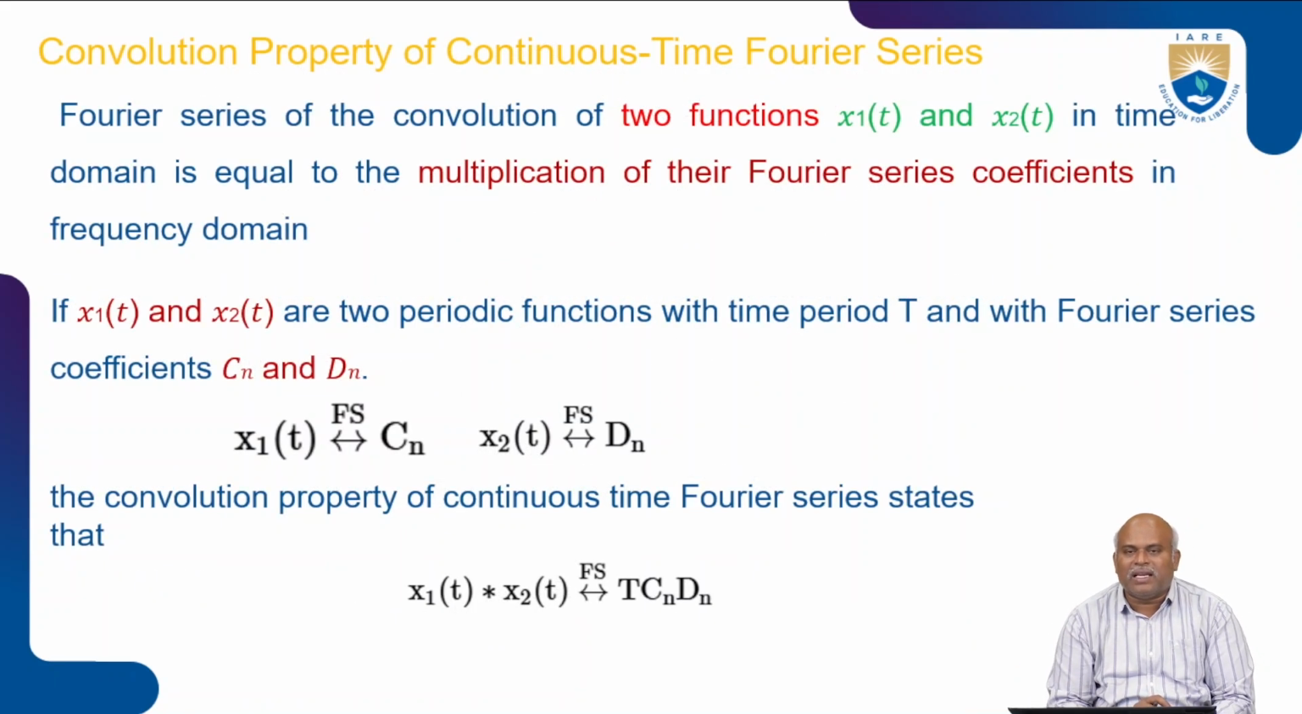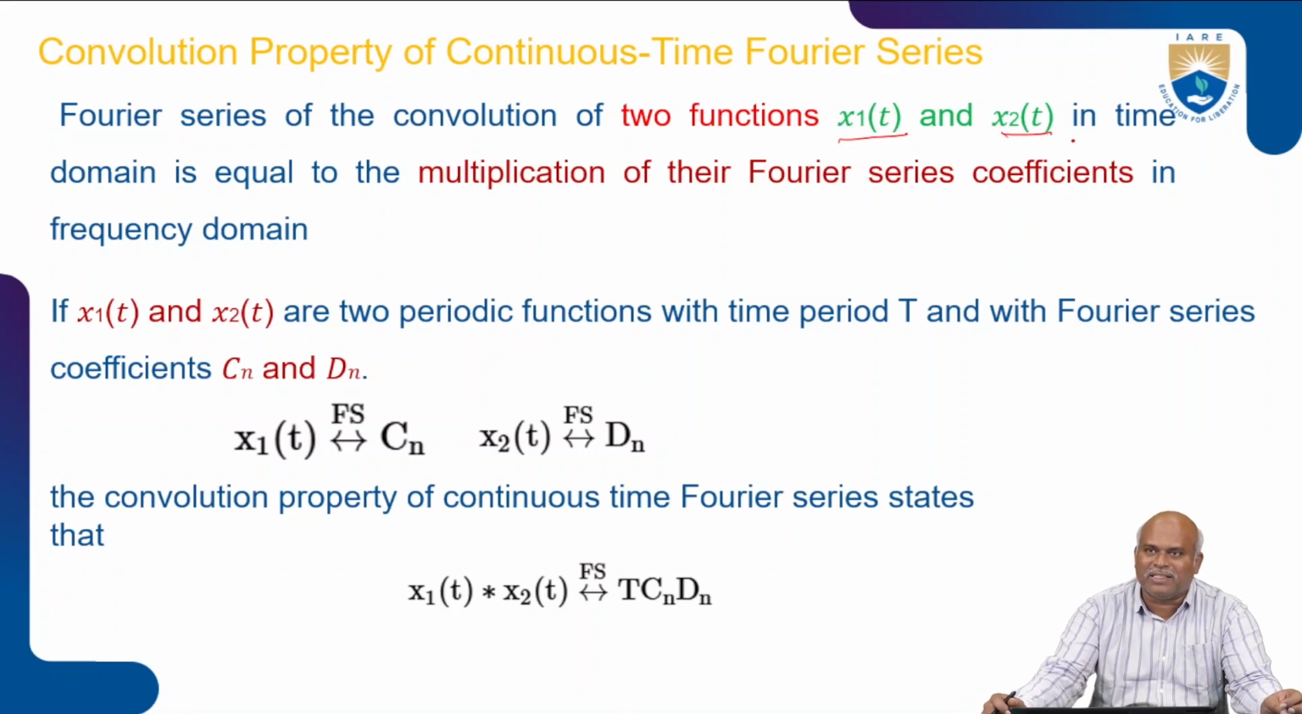Next case, convolution property of continuous time Fourier series. So we know the convolution case of signals. What is the convolution case of signals? You take two signals, we make them convolve, then it produces the output as a convolution response output. But here the convolution property of continuous time Fourier series is represented for two functions, that means two periodic signals. We take x1 of t and x2 of t.